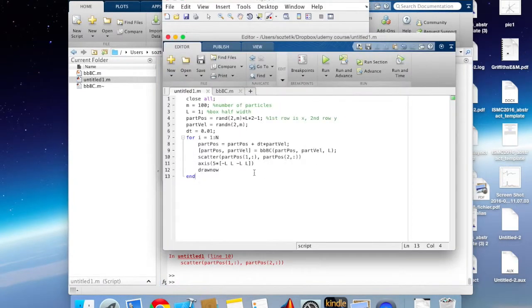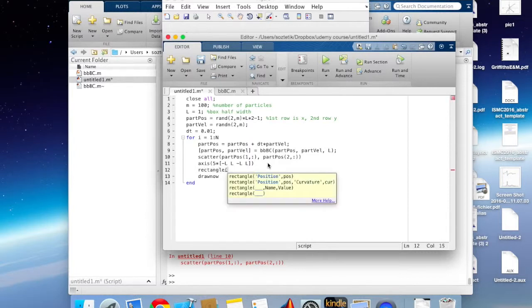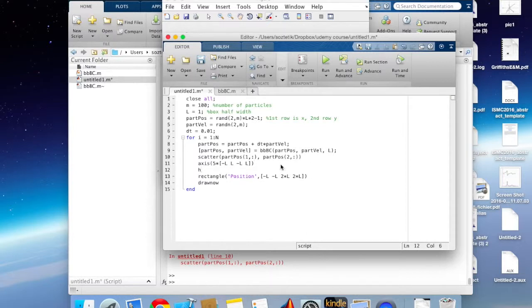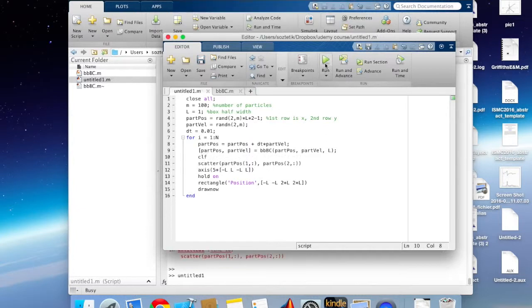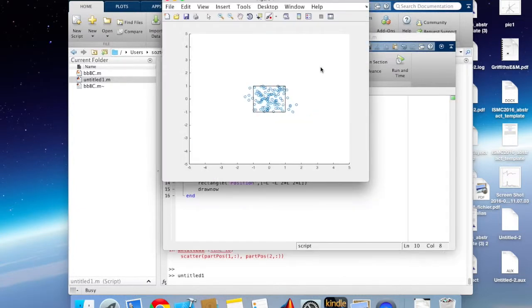What we can do is, let's see our box. Let's put a rectangle in here. Rectangle, position, minus L, 2L, 2L. As far as I know, this is how we draw a rectangle. Hold on. Put a clear figure in here. So they are contained in Y.